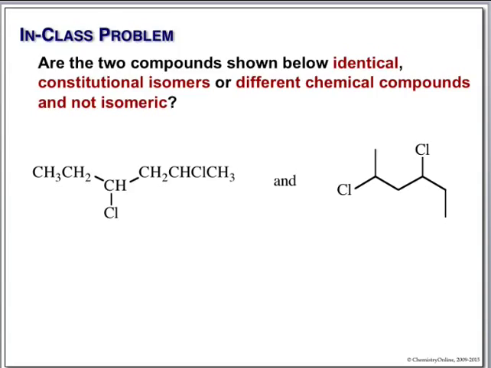Interpreting our structures here. We have 1, 2, 3, 4, 5, 6 carbons. So there's C6. Add up the hydrogens. Well, let's see, we have 2 chlorines also. And adding up our hydrogens: 1, 2, 3, 4, 5, 6, 7, 8, 9, 10, 11, 12.